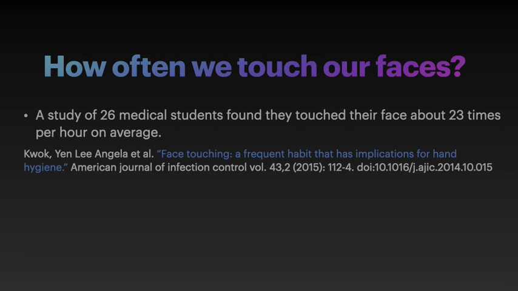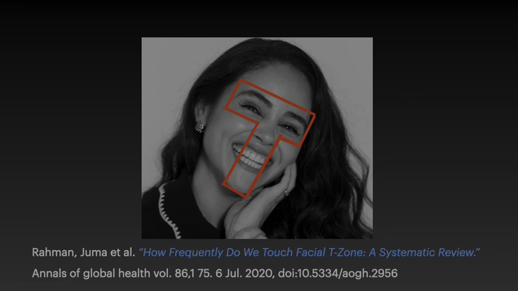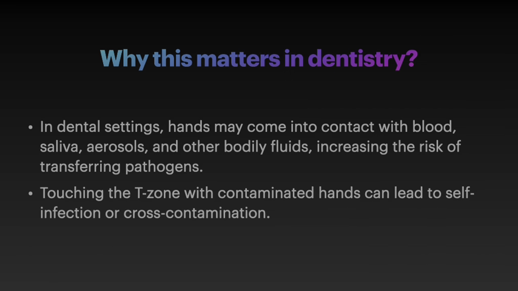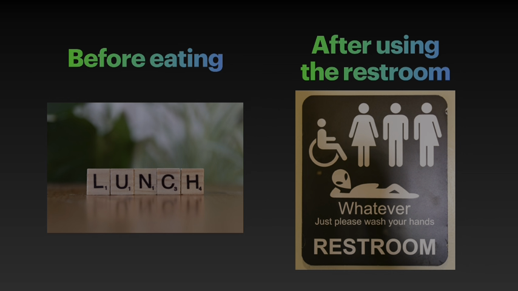That number actually comes from real observational studies, including one where researchers watched medical students during class and counted every touch. That same study also noted that 44% of touches involve mucous membranes. In a more recent systematic review, the pooled average of facial self-touch specific to the T-zone, eyes, nose, mouth, and chin, was 68 times per hour. Why this matters in dentistry? Because the T-zone is the exact area where microorganisms, including viruses and bacteria, can enter your body. And definitely wash your hands before eating and after using the restroom.